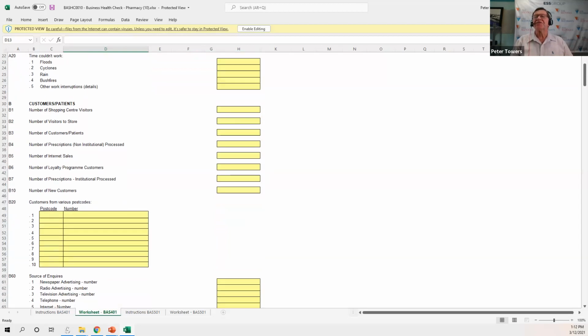Then we analyze the customers or patients. It's always interesting if you are situated in a shopping center to see if you can find the number of visitors that entered the shopping center. Then you've got the number of visitors to the store. So obviously we're going to calculate when we get to the key performance report, what percentage of the people who entered that shopping center actually entered this pharmacy. Now on its own, that might not mean much, but when it's compared to what happened in the previous week or month, or what the average has been year to date, it can be meaningful.